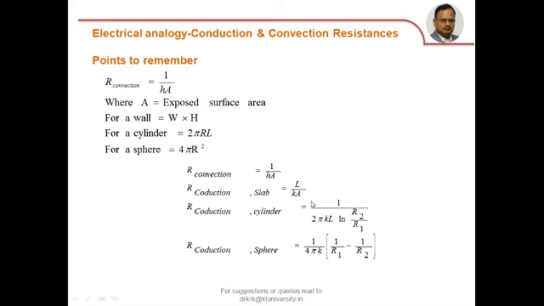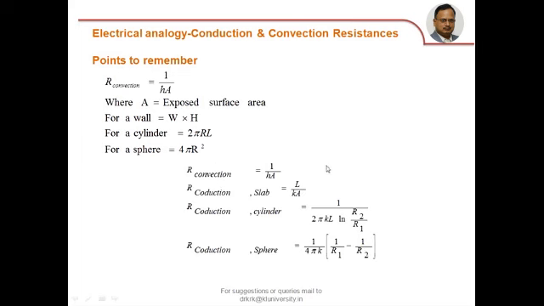Here also, in case of slab, the A is arithmetic mean. In case of cylinder, the A is logarithmic mean, and in case of sphere, the A is geometric mean. But anyhow, it is convenient to remember the resistances like this. L by kA for slab, 1 by 2 pi kL log R2 by R1 for cylinder, and 1 by 4 pi k into 1 by R1 minus 1 by R2 for sphere.